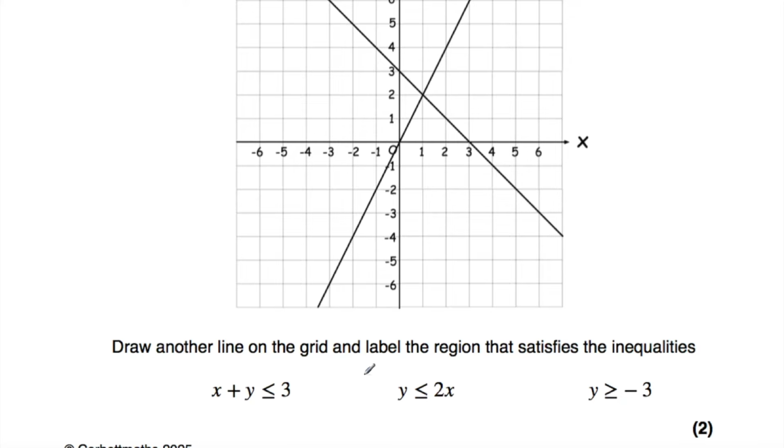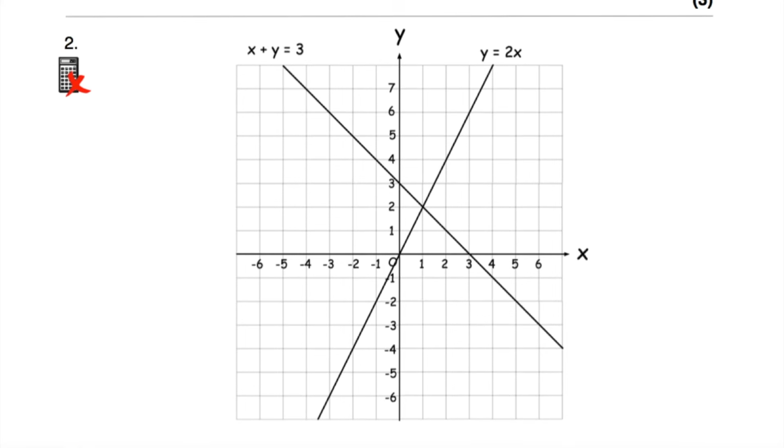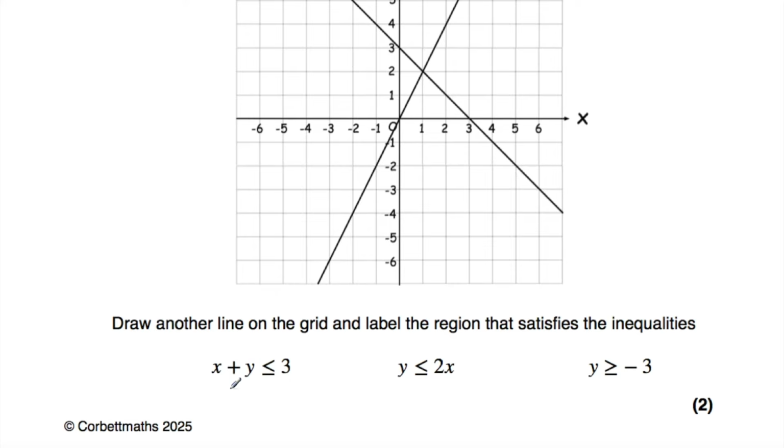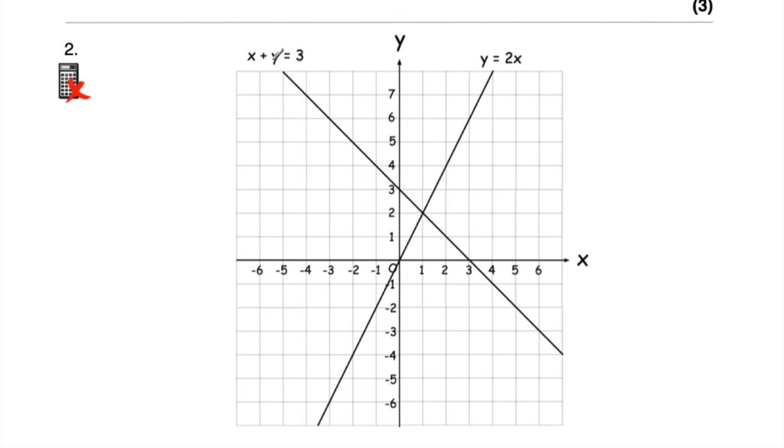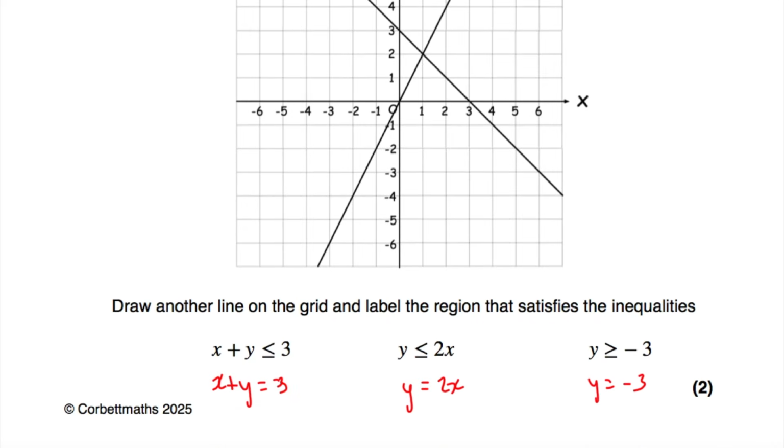Now, if we have a look here, the first two look familiar. If we go back up, x plus y equals 3, well, it's a bit like that. If I wanted to draw the region on the grid that satisfies that inequality, I draw x plus y equals 3, and then I figure out what side of the line would satisfy the inequality. Likewise, here I would draw y equals 2x, and here I would draw y equals minus 3. And these first two have been drawn for us. If we go back up, we've got x plus y equals 3 and y equals 2x there. So that's fantastic. So the last one we need to draw is this one, our y equals minus 3.